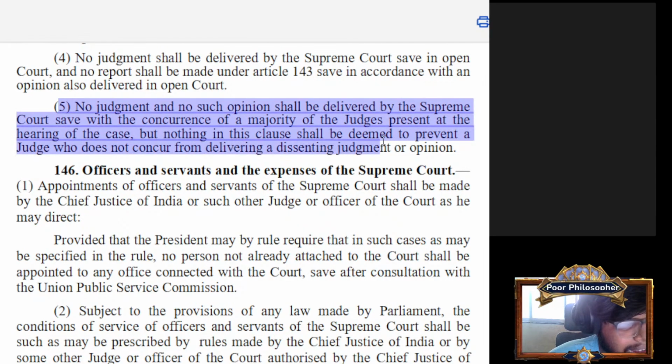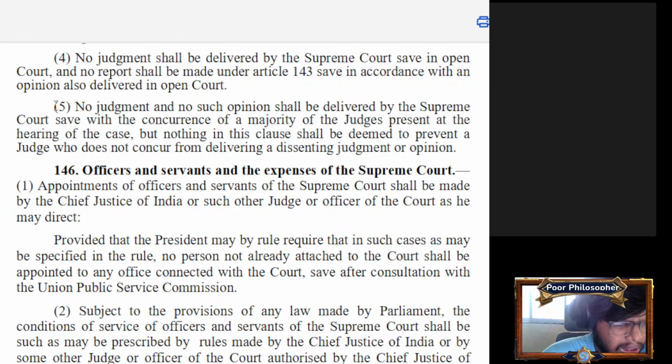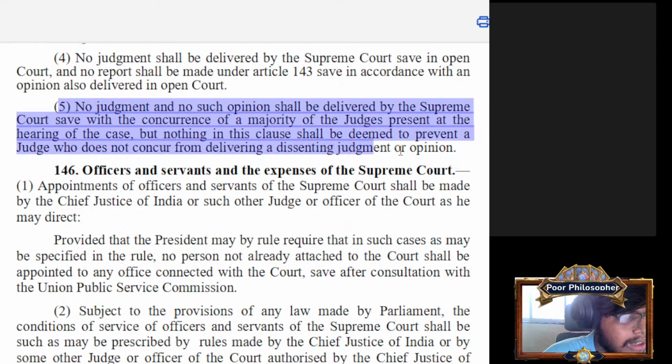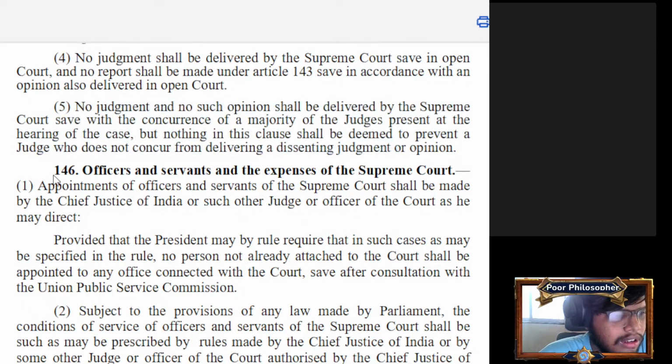Okay, so judges can deliver a dissenting judgment. Like in the Ram Janmabhoomi temple case, I think one judge out of the 5 didn't agree with the judgment. Okay, I think that means that, and I think Ram Mandir was definitely a substantial question of law or interpretation of law.